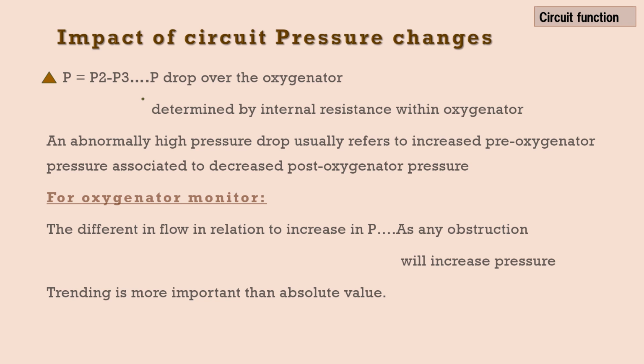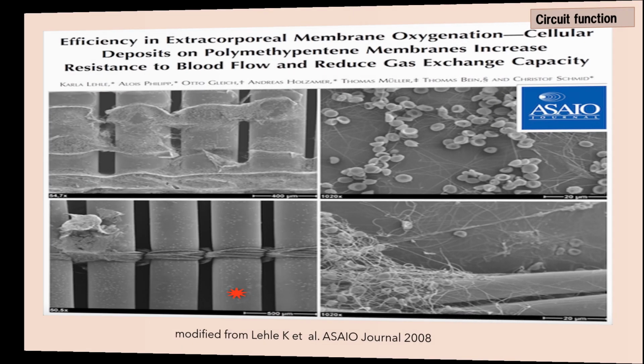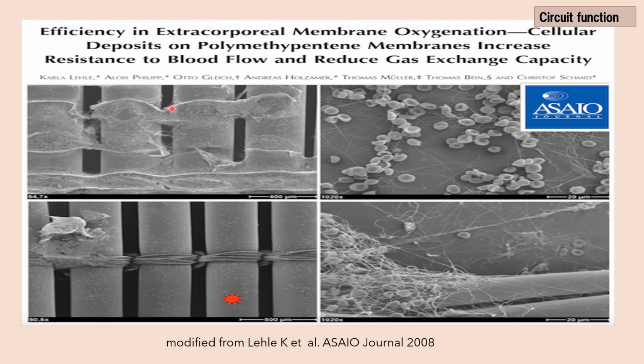So an abnormally high pressure drop reflects increased pre-oxygenator pressure and decreased post-oxygenator pressure. To monitor the oxygenator, we will always see the trend between the flow in relation to the pressure. Any obstruction in the oxygenator will increase the pressure. This photo shows a prolonged-use polymethylpentene membrane oxygenator totally occluded due to cellular deposit on it. As a result of cellular deposit on the membrane, there will be increased resistance to flow and decreased gas exchange.